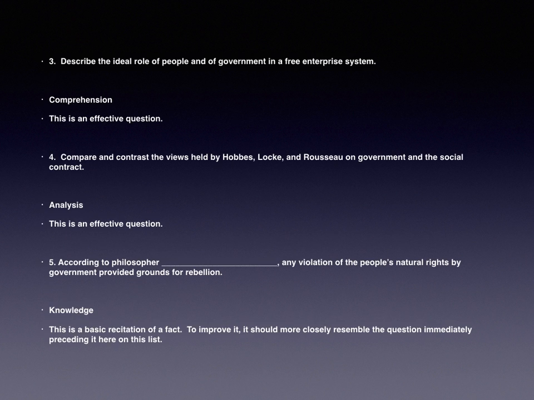The next question: describe the ideal role of people and of government in a free enterprise system. Again, comprehension. This is an effective question. Compare and contrast the views held by Hobbes, Locke, and Rousseau on government and social contract. This is analysis, and this is also an effective question. And the fifth one I chose was a fill-in-the-blank question. According to philosopher blank, any violation of the people's natural rights by government provided grounds for rebellion. This is a knowledge question, and this, again, is a basic recitation of fact. To improve it, it should more closely resemble the question immediately preceding it on the list, again, that compare and contrast views held by Hobbes, Locke, and Rousseau.